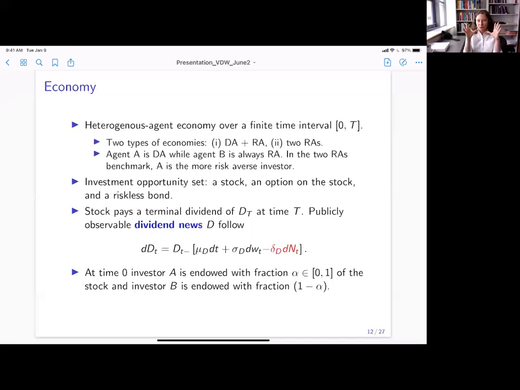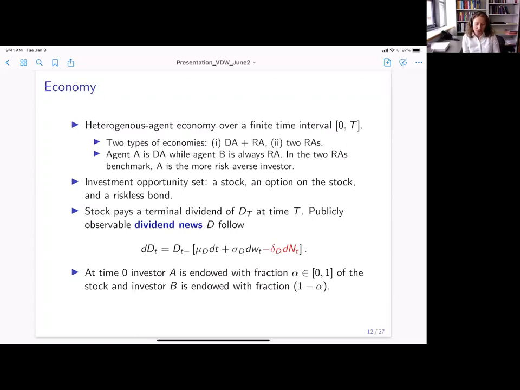Just for the purposes of understanding the graphs, agent A will always be the disappointment averse agent, while agent B will always be the risk averse. And if you compare to the two risk averse agents case, agent A will be the one that has the higher degree of risk aversion. So A is always the one that dislikes risk.